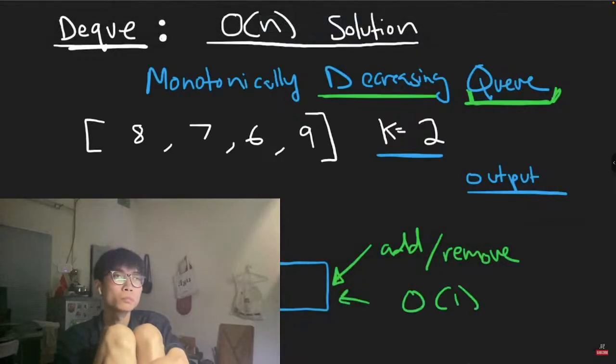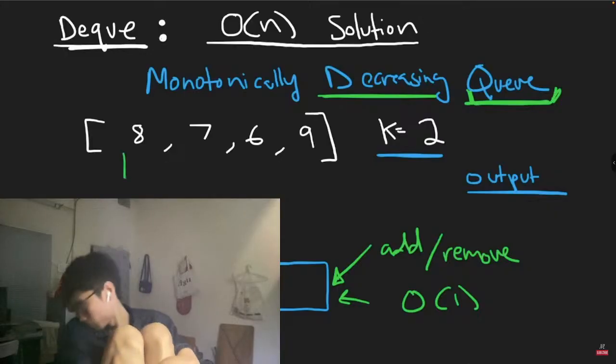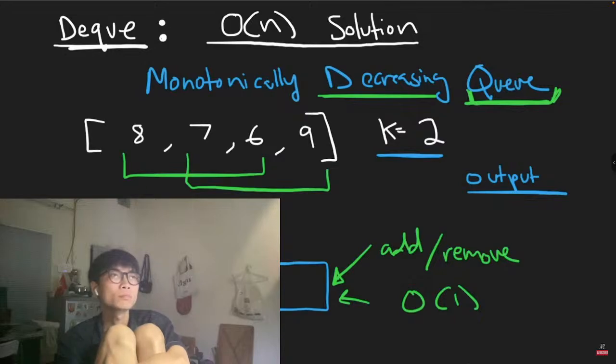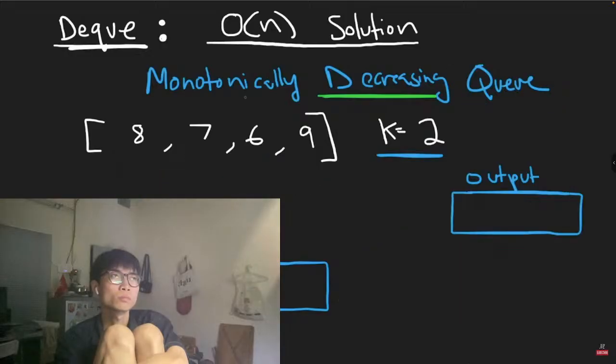But not only that, as our window shifts, like for example, our window's here, next our window could be here, we want to be able to take an element like this and remove it from the beginning. And we want to be able to do that in O(1) time, which is why we need a queue. So let me quickly just run through this last example.